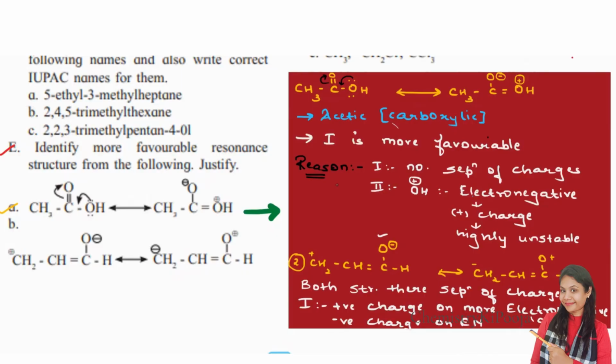Clear? Because on the other hand, I can see that a positive charge is present on the electronegative element, which is again not at all favorable because it is highly unstable. So simply you need to remember, if a positive charge is present on the more electropositive and negative on the more electronegative, then it is the most favorable resonating structure. And between the neutral and the charged one, always remember the neutral structure will be more favorable as a resonating structure.